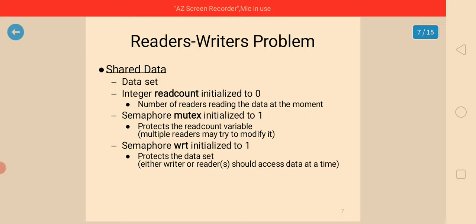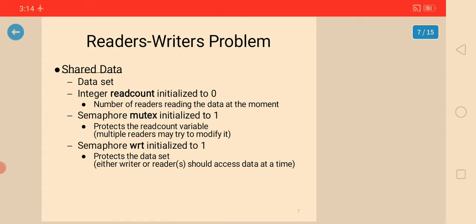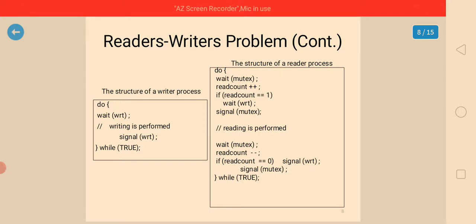So here the shared data is the dataset. Integer read count is initialized to 0, the number of readers reading the data at the moment. Semaphore mutex is initialized to 1, to protect the read count variable, since multiple readers may try to modify it. Semaphore write is initialized to 1, to protect the dataset; either a writer or readers should access the data at a time. So this is the code for the readers-writers problem.